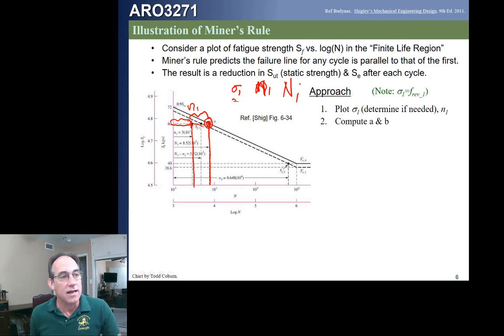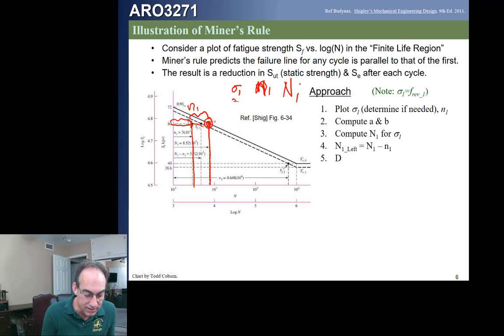Using our stress level, we're going to use A and B once we've determined whether this is high cycle fatigue. In this particular case, it is high cycle fatigue. We can tell because we're between 10 to the 3rd and 10 to the 6th. We can calculate our N, our allowable for that, and we calculate the cycles that are left.